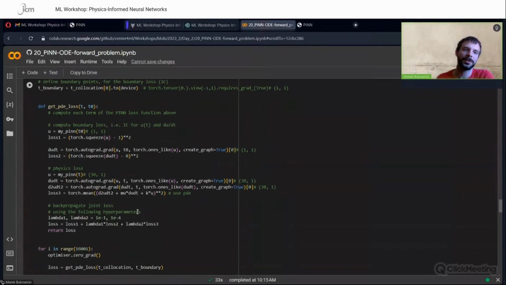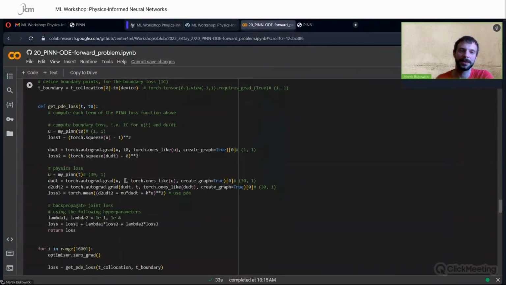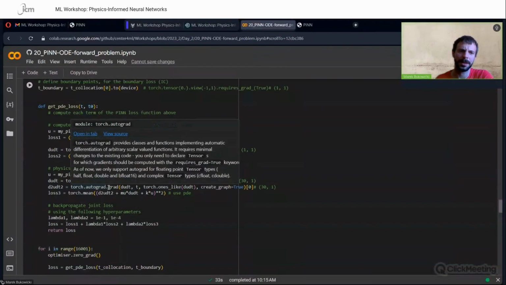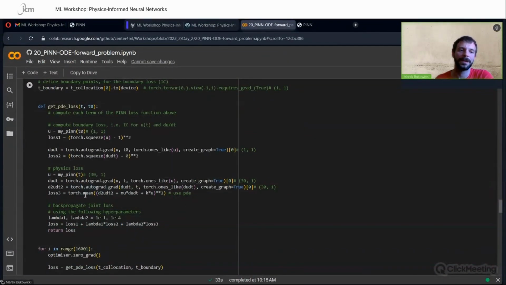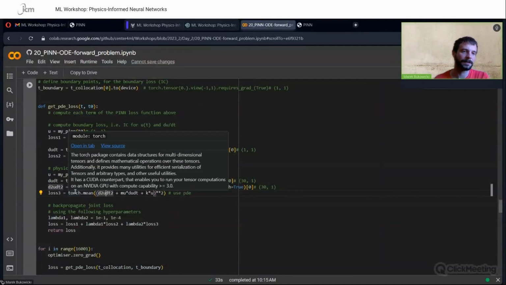And the third term of the loss is the physical loss. We calculate the first and the second derivatives of u. So this is velocity, and this is acceleration, and the loss is given by acceleration plus mu times velocity plus k times position. This should be equal to 0 from our physics knowledge, and because it should be equal to 0, we can square it and use it as the loss.